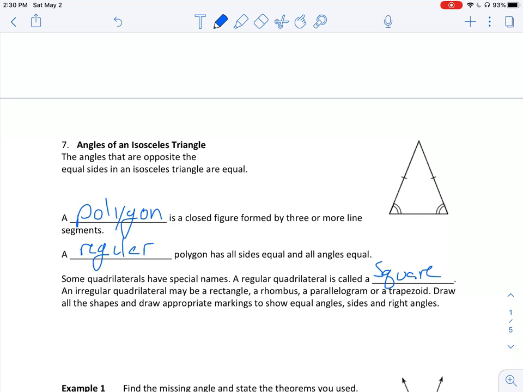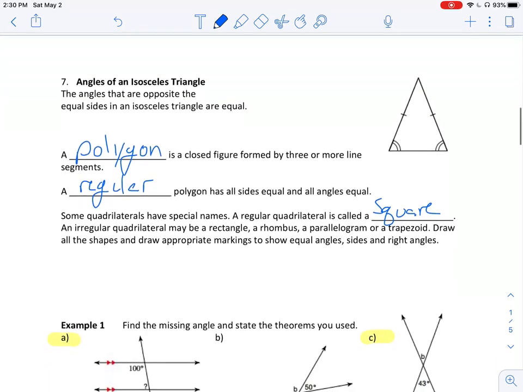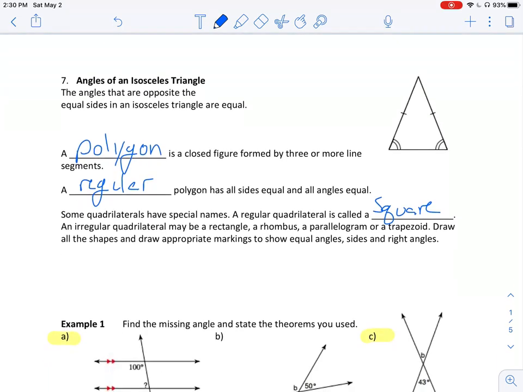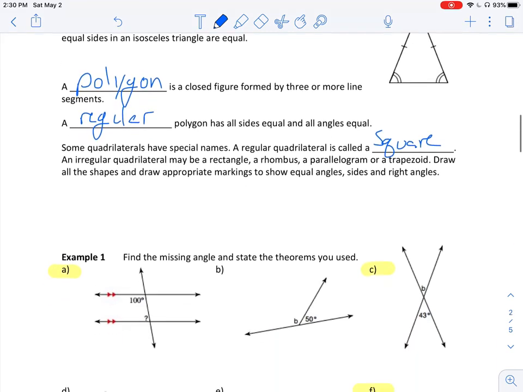An irregular quadrilateral may be a rectangle, rhombus, parallelogram, or trapezoid, right? So I'm not going to worry about drawing these shapes and drawing appropriate markings to show equal signs. If you know those shapes, I'm okay with it. I really want to cover how to find angles using those angle relationships that we talked about above.